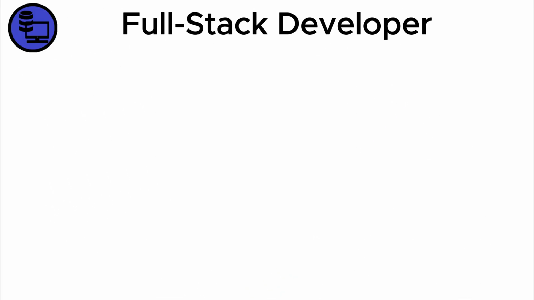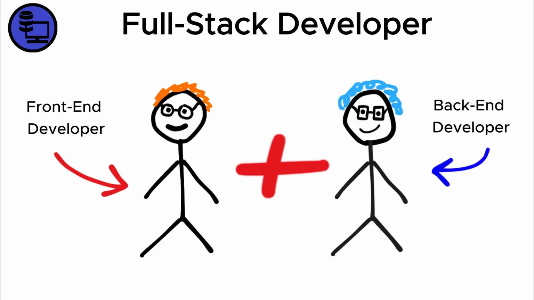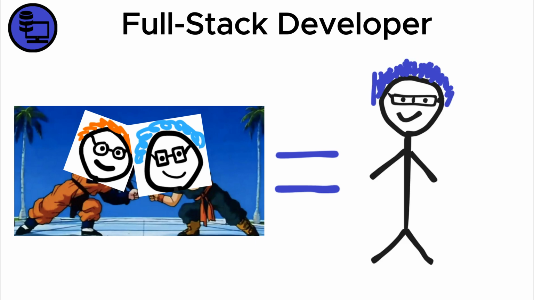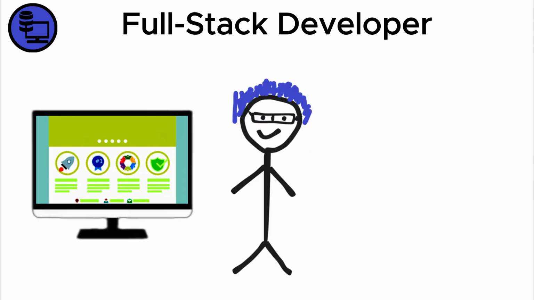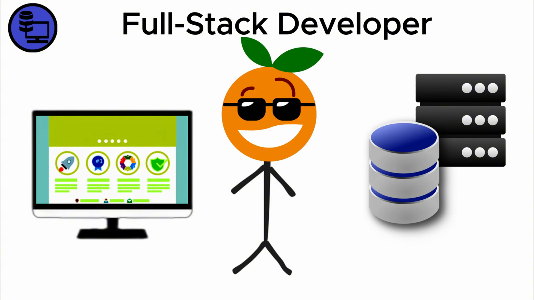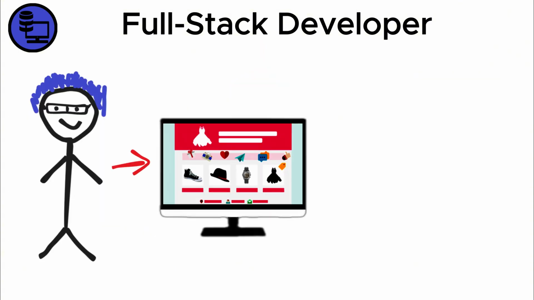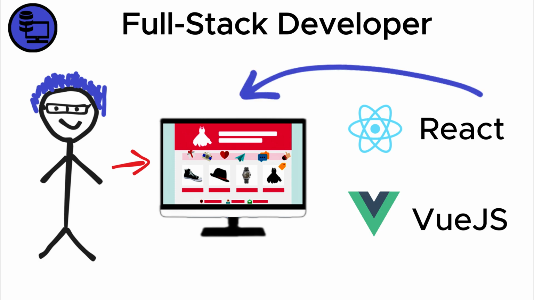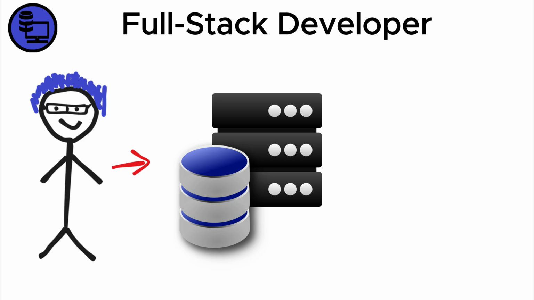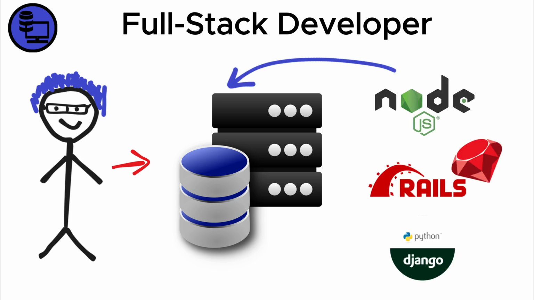Full-stack developer. Full-stack developers combine the skills of both front-end and back-end developers. They're the all-rounders who can work on both the visual interface and the underlying systems that power it. On the front-end, they might use tools like React or Vue.js, while on the back-end, they work with technologies like Node.js, Ruby on Rails, or Django.